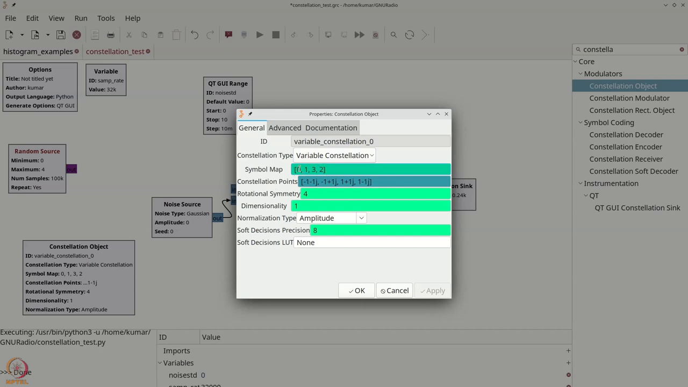For now, you can just ignore this, and this is basically what would be output if the random source generates 0, it will be this. If the random source generates 1, it will be this. If the random source generates 2, it will be the last one, and the random source 3 will output this. Now there are other aspects that I am not going to cover at the moment, but this is a variable that will result in a constellation. I'm going to say okay.